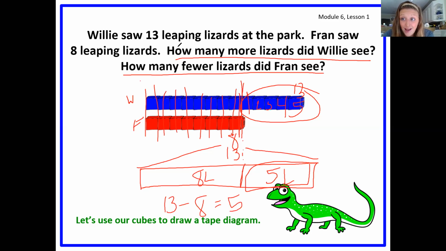Or if you know your related facts or your fact family, you could use any other ones, like 8 plus blank equals 13. Okay, so you can use all of your related facts to help you. Alrighty.